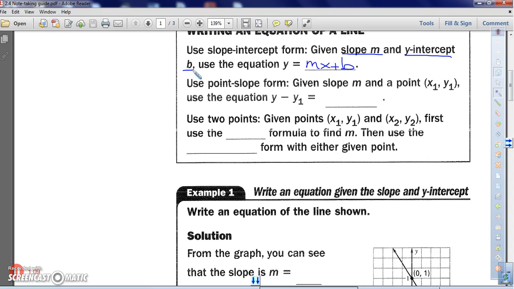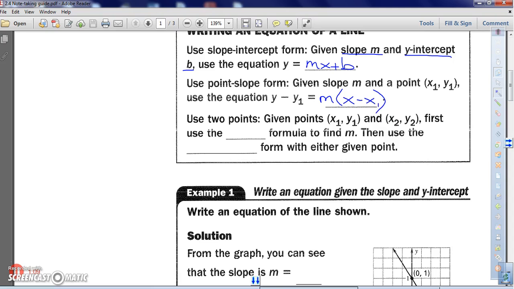On the other hand, sometimes we might know a slope, but we don't have the y-intercept. If we do have another point, however, we'll call that point x1, y1, we can still write the equation of this line. We just have to use point-slope form, which says y minus y1 equals m times x minus x1.